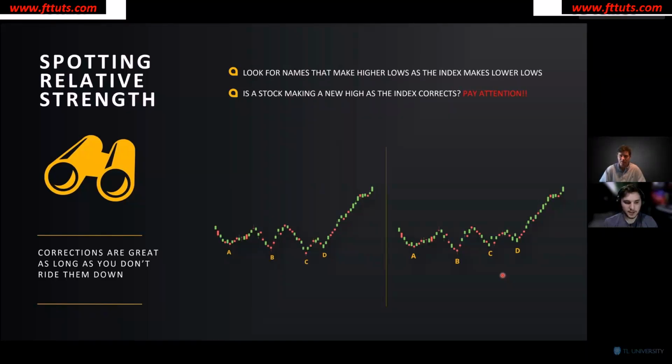Right. And in my first interview with you at the beginning of this year, you mentioned how you noticed Tesla hadn't broken the 200-day when the market had. If the market is below a moving average and a stock is holding above that moving average, is that also another way you determine relative strength? Yeah, absolutely.